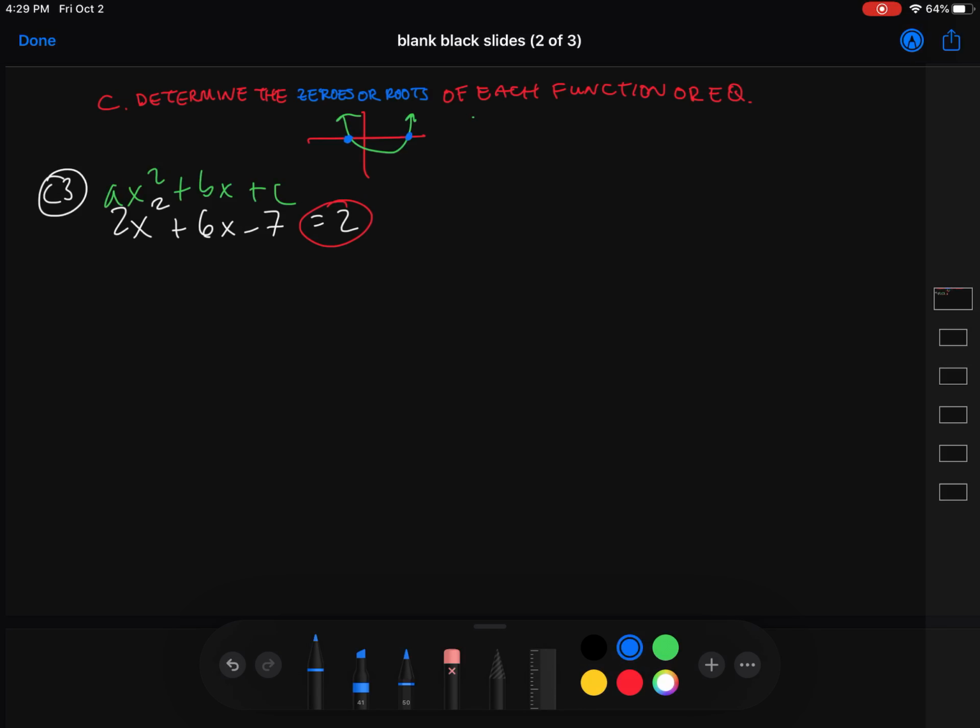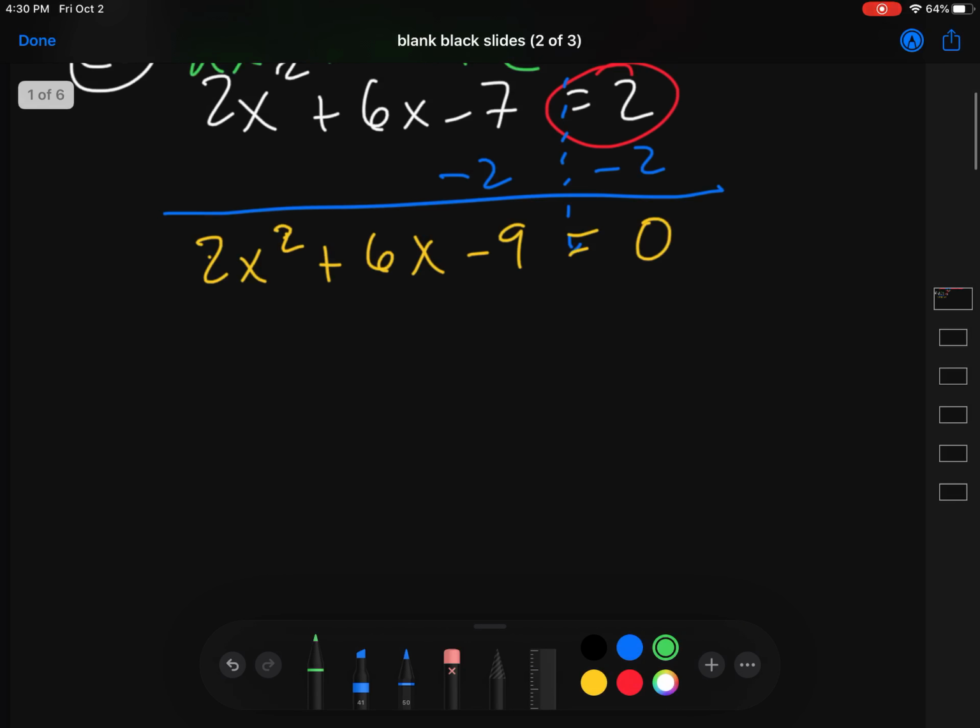So, let's move that 2 over. I'm going to subtract 2, because remember, in order to go across the equation sign, you're going to have to do the opposites. So I have 2x squared plus 6x minus 9 equals 0. Okay, once it's now set equal to 0, there in yellow, it is standard form. How is that helpful for us? Because then I can say that this is my A, this is my B, and this is my C.